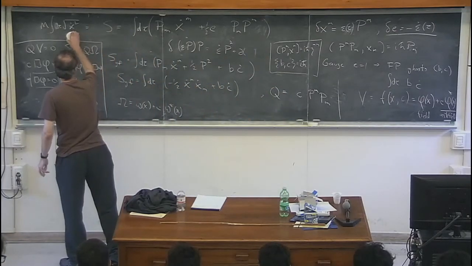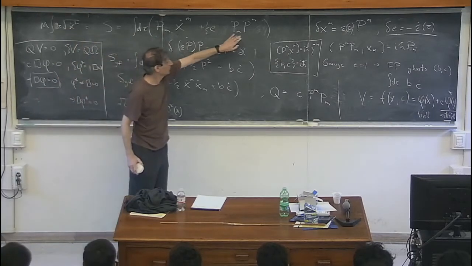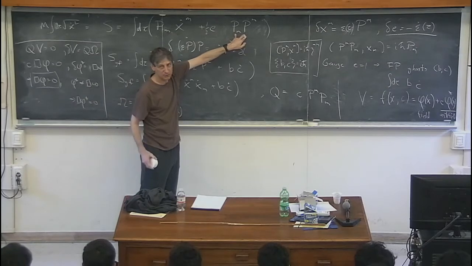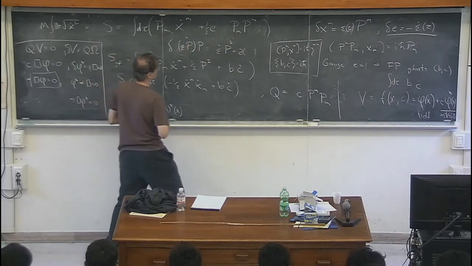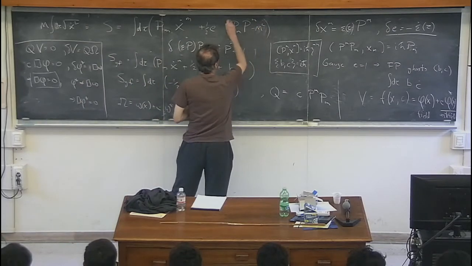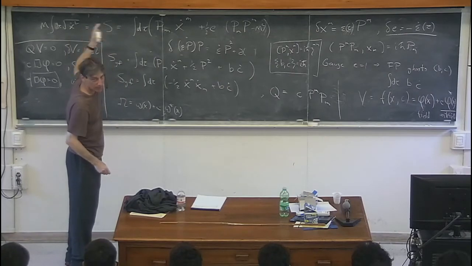So it's easy to see how to go from here to here. What you do is you integrate out P, you use the equation of motion for P, and then you use the equation of motion for E. And if I put in the M squared, it's easy to go from here to here. Okay? Going the other way is also easy.